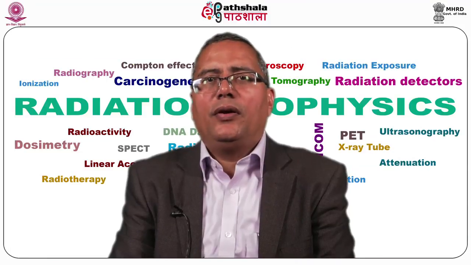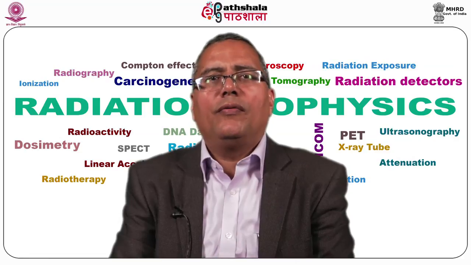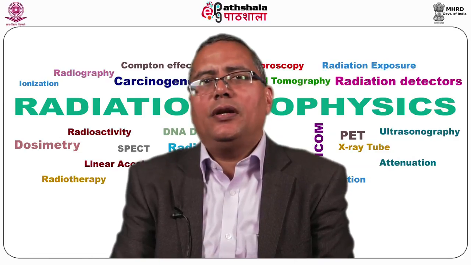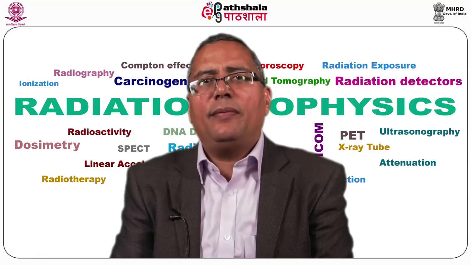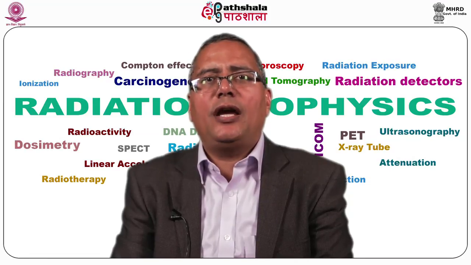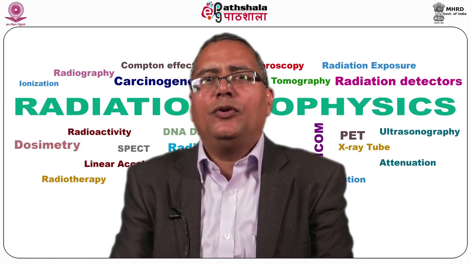To summarize, radiation detection and measurement is a sine qua non for safe and efficient application of ionizing radiation in various aspects of human activity. There is no one radiation detector that is useful for all types of applications. Depending upon their properties, several types of radiation detectors or dosimeters have been developed to suit different requirements. Ionization-based gaseous detectors, semiconductors, scintillator-based solid-state detectors, thermoluminescence and optically stimulated luminescence-based detectors, chemical dosimeters, and gel-based three-dimensional dosimeters are some of the types of radiation detectors that have found application in diverse fields such as medicine, nuclear power and research.